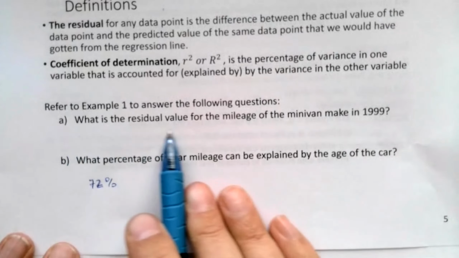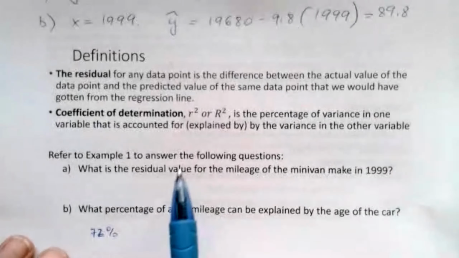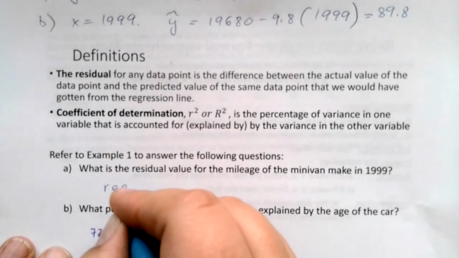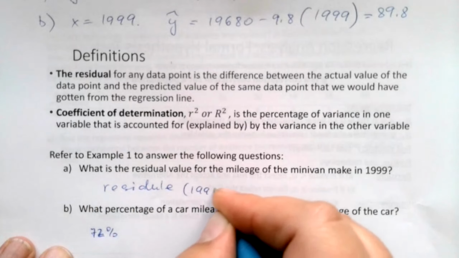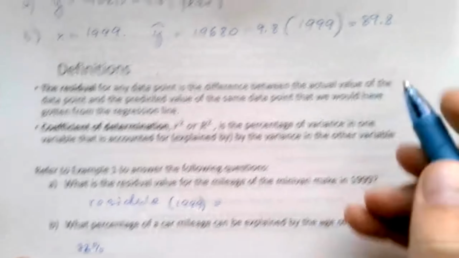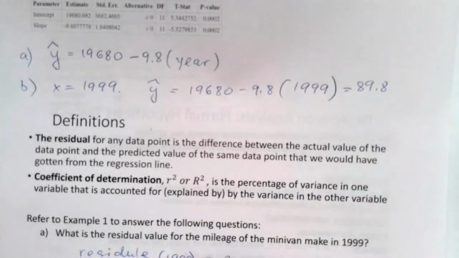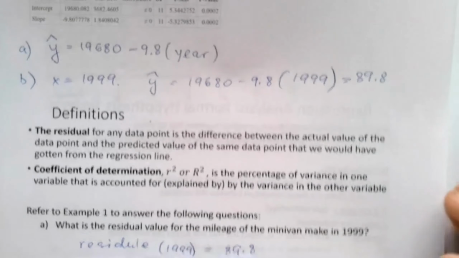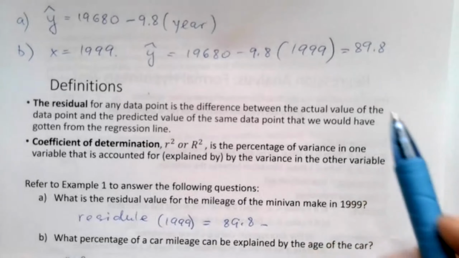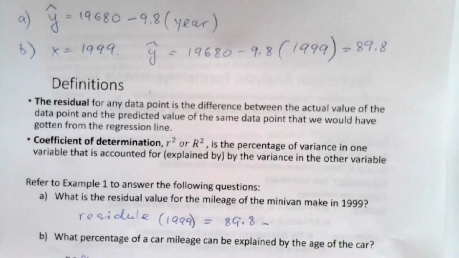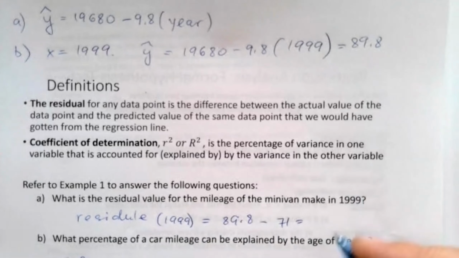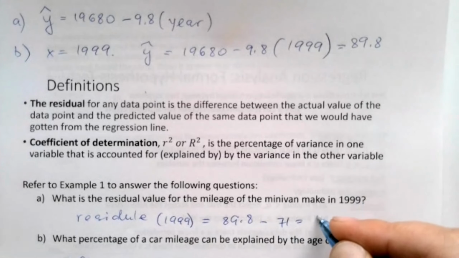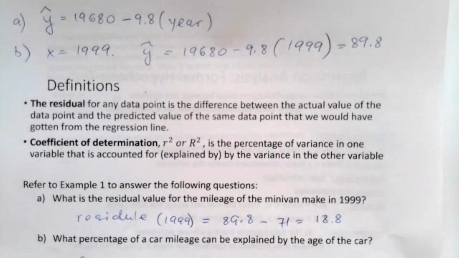And question A, what is the residual value? So the residual for the car made in 1999 was 89.8, which is what we found, minus the original value from the data set, which I think was 71. And that's going to be 18.8.